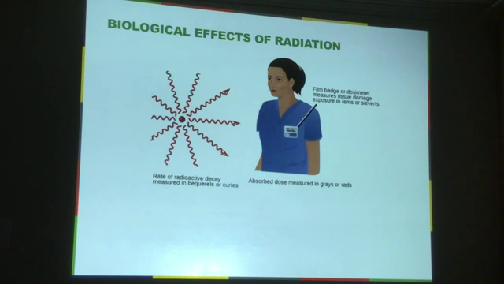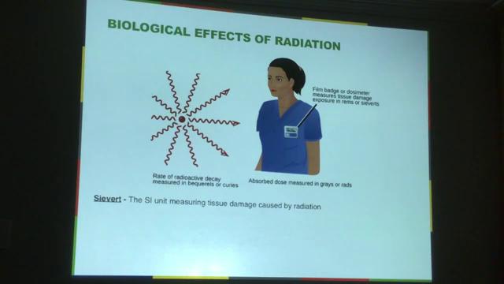Now this shows another way in which radiation is detected. What we do is we put a badge on people that changes color after it's exposed to a certain amount of radiation. And again, it's RADS, radiation absorbed dose, or gray, which is another term for radiation absorbed dose.